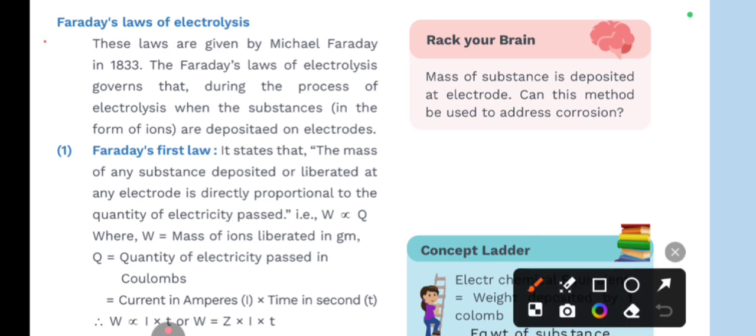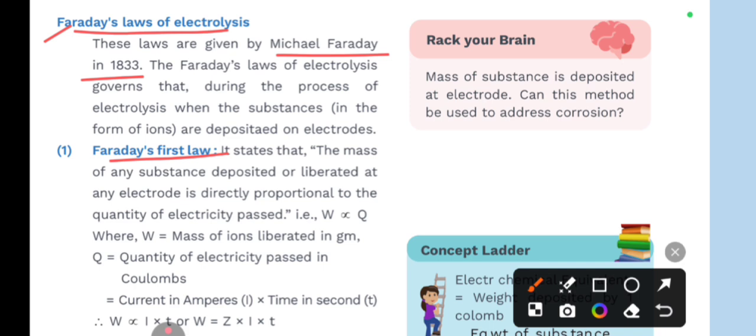Our next topic is Faraday's laws of electrolysis. Two laws are given here. They were first given by Michael Faraday in 1833. According to him, there were two laws, Faraday's first law and Faraday's second law. In this also we are using the electrolysis process.